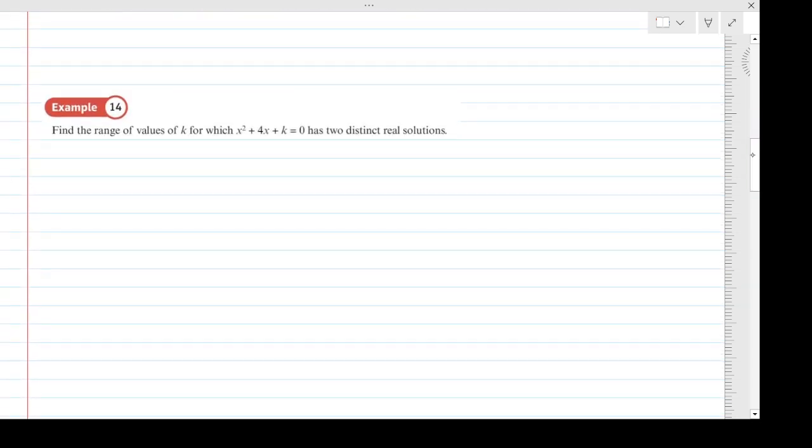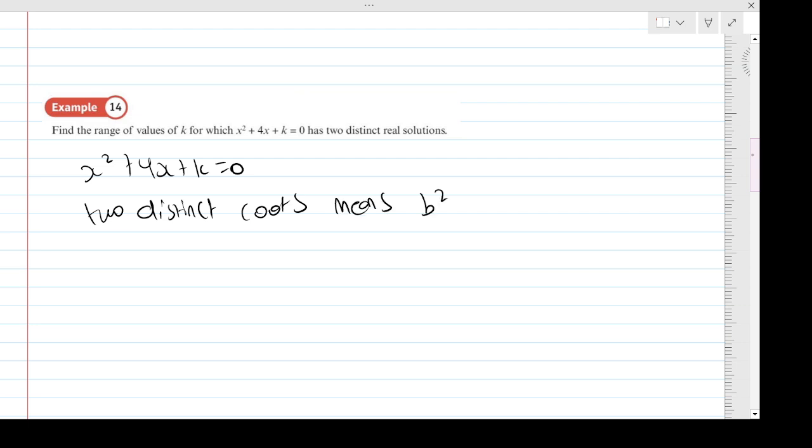Find the range of values for k for which the quadratic x squared plus 4x plus k equals 0 has two distinct real roots. So two separate roots, but that means b squared minus 4ac has to be exactly above 0, so it has to be greater than 0. If you remember back to the formula, the plus or minus the square root has to actually be different if you do positive or minus. So when the square root is not 0, okay.